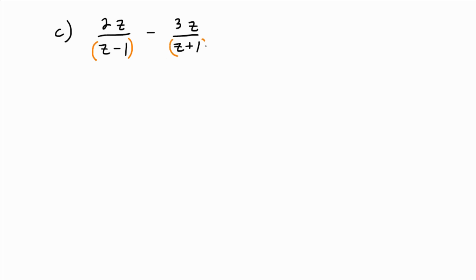Likewise here. Z minus 1 is one quantity. Z plus 1 is one quantity. Do they have any factors in common? Not that we know of, no. Okay, how do you find an LCD?